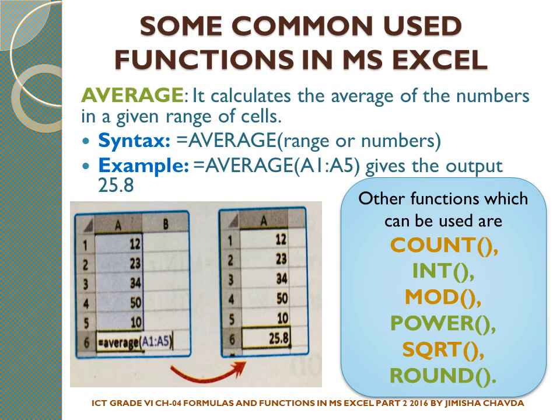For example, here you can see that data is entered from cell address A1 to A5. I want the average of all these numbers in cell address A6. So in the cell address A6, I'll write equals to AVERAGE, then the range of the cells and press the enter key. The average of the numbers will be counted and the answer displayed is 25.8. Other functions which can be used are count, integer, mode, power, square root, and round.